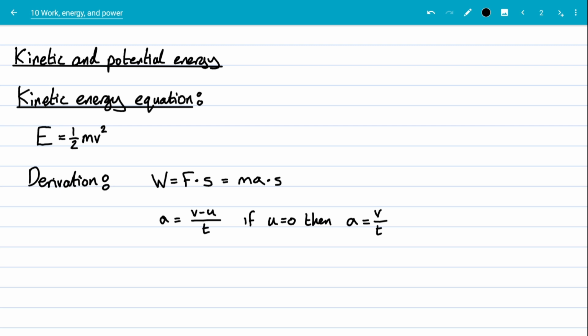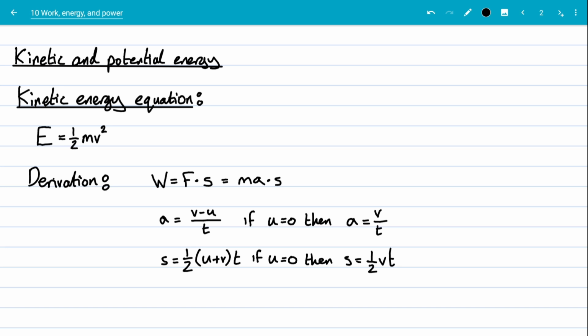We also have s, the displacement. Now that's equal to, according to another Suvat equation, half times u plus v, this is the definition of average velocity, multiplied by t. Okay, but again, we've said if u is equal to 0, so that all of the work that is done is the kinetic energy store of the body, so we say the initial velocity is 0, then this just becomes s is equal to 1/2 times v times t.